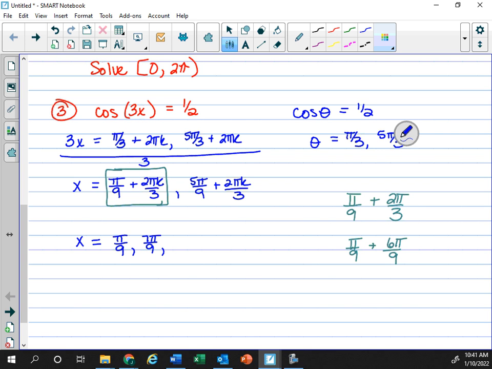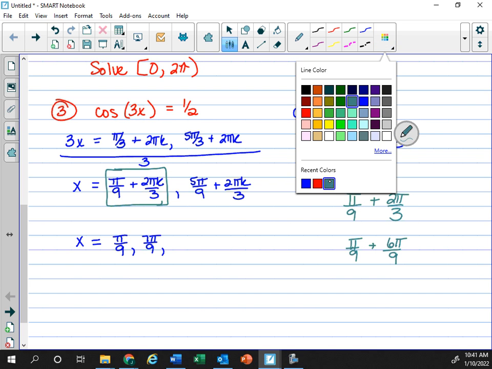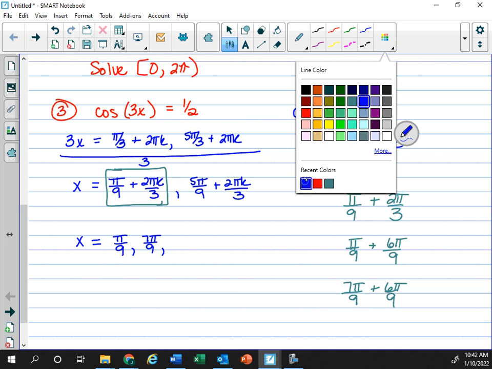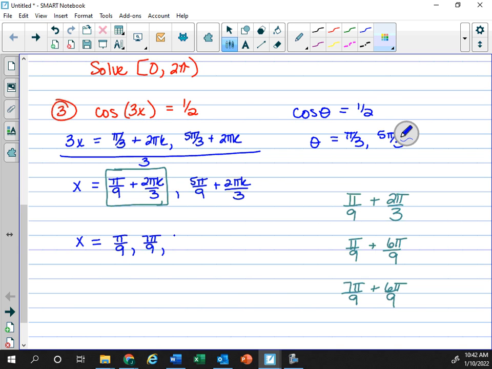I then have to add again. So to the 7 pi over 9 that we just found, what do you think I'm adding? Yeah, the 2 pi over 3, which is 6 pi over 9. So when I add again, what do I get? So again, let me write it off to the side here just so you see what we're doing. So now I'm taking the previous answer and adding the 6 pi over 9 to that. So we get 13 pi over 9.